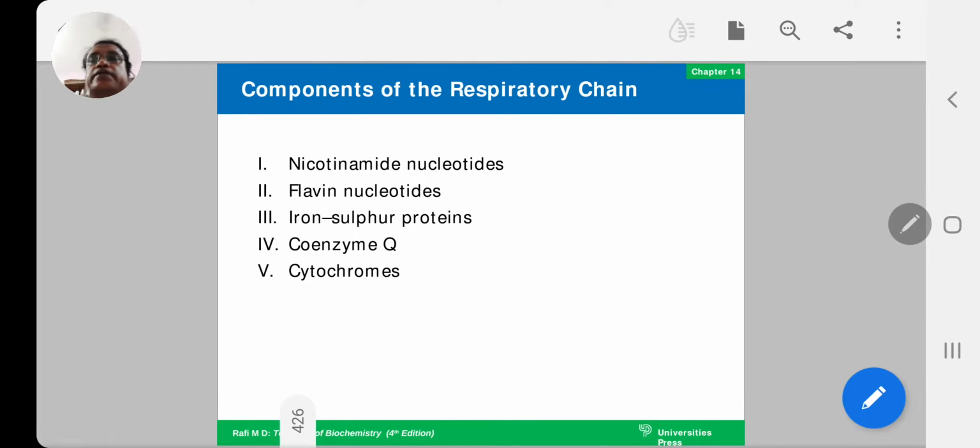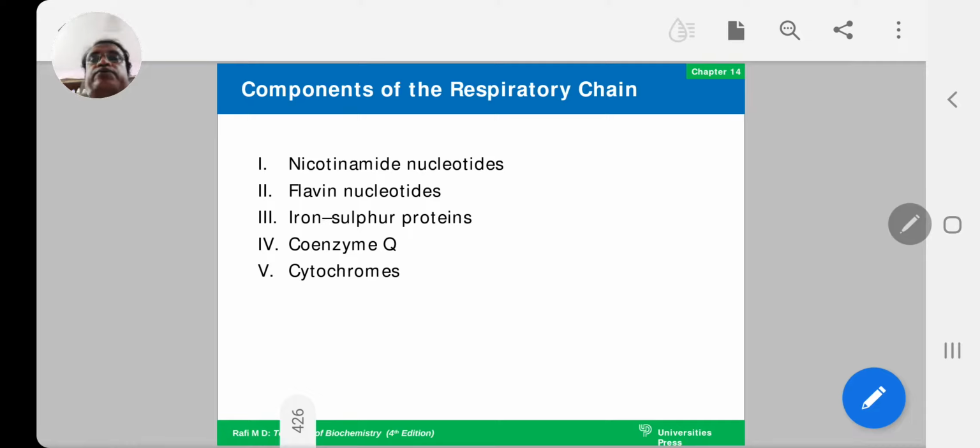NADH is directly linked to respiratory chain. On the other hand, NADPH is not linked to respiratory chain but supplies electrons to anabolic reactions such as fatty acid synthesis and cholesterol synthesis. So this was about nicotinamide nucleotides, NAD plus and NADP plus. Now flavin nucleotide.